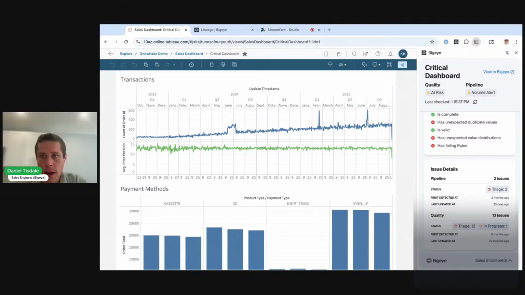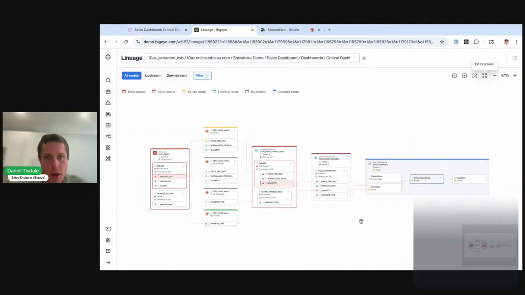So from here, let's dive into the Bigeye platform and walk through how we go through that issue resolution process and really understand what those issues are and where they're first occurring. What I've got pulled up here is a lineage graph of that same flow of data into that Tableau dashboard we were just looking at, that critical dashboard. What I can see on this lineage graph is that that dashboard's tagged as at risk, meaning that some of the columns feeding into it have some sort of data quality issue.